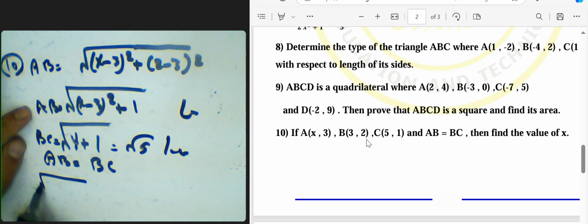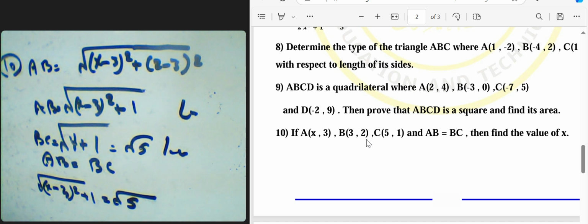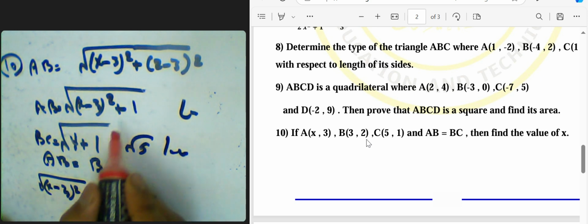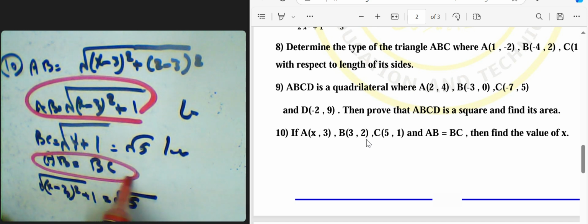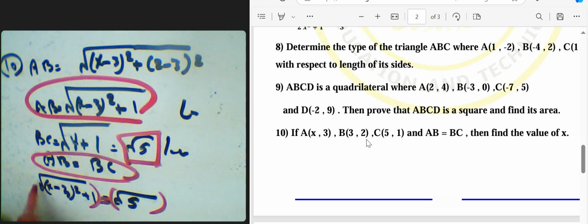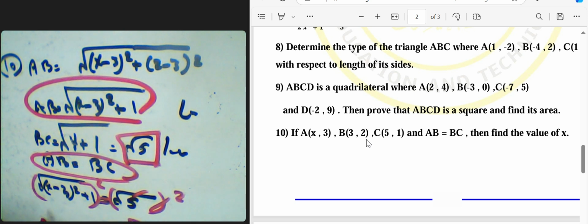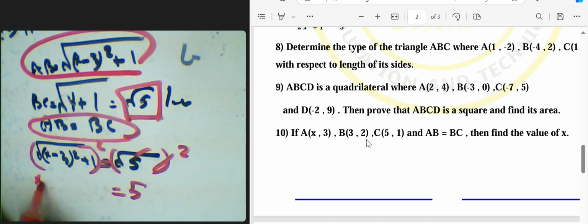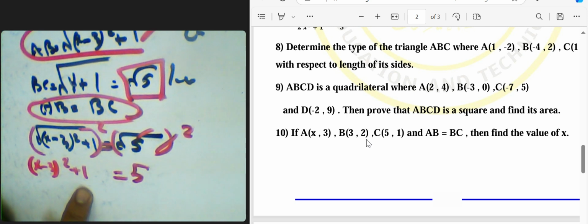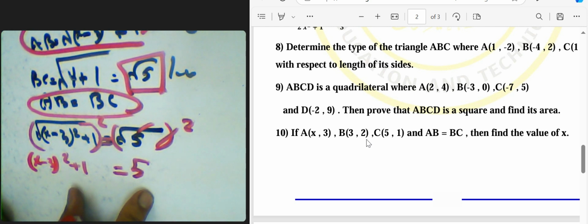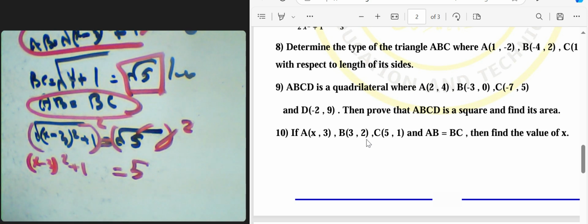And then you can write square root of X minus 3 power 2 plus 1 equals square root of 5. So we have two sides of equal lengths here. Then you can cancel the square root by putting the power on left hand side and right hand side. The result here will be 5, and the result here will be X minus 3 power 2 plus 1, and then move 1 from left hand side to right hand side.